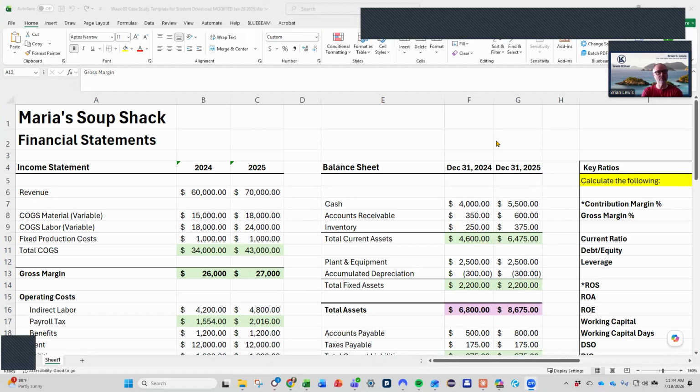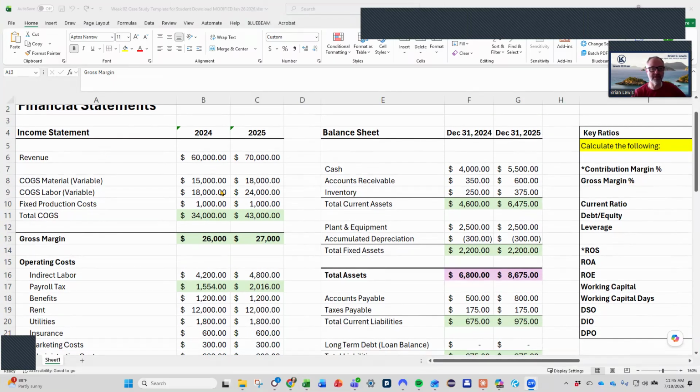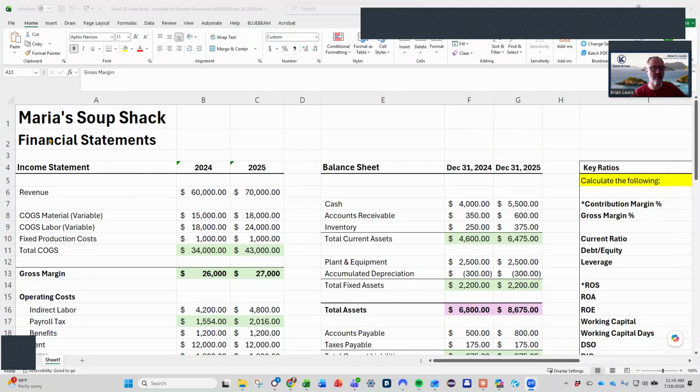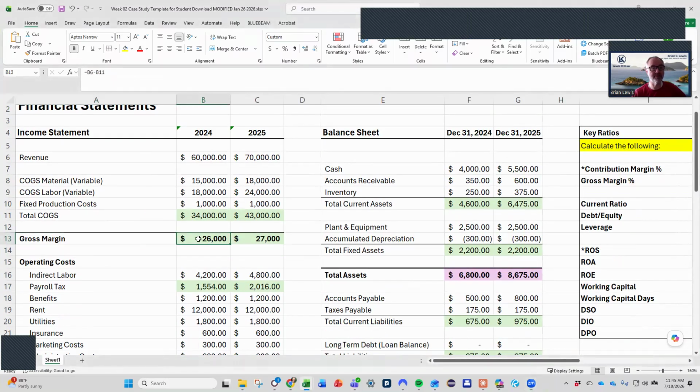This is the week 2 case study review. I won't do much of anything on this except walk you through the information that you have and what you need to do. So let's get started. You have the income statement for a particular company, Maria's Soup Shack. Try to say that really fast. And it already has information plugged into it. And curiously enough, it has some formulas already in here, right?